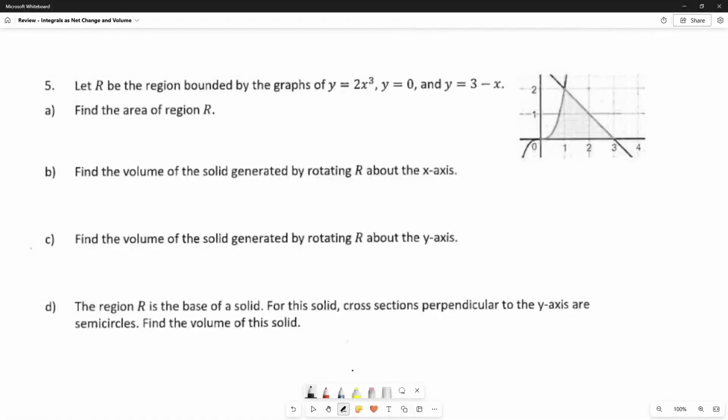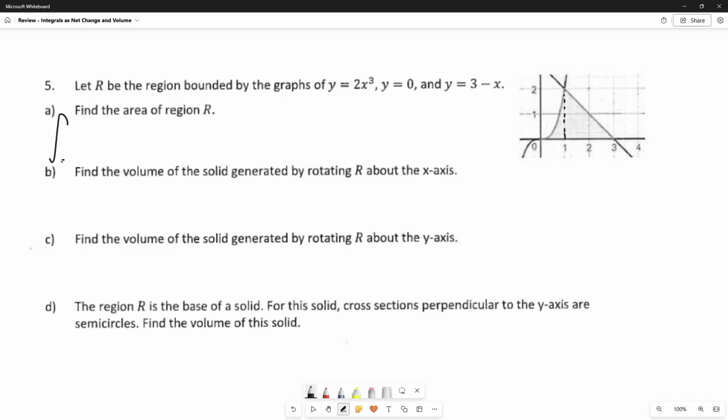For the fifth problem, it's let R be the region bounded by the graphs of y equals 2x cubed, y equals 0, and y equals 3 minus x. So it's just this shaded region right here that they've given us on this picture. We need to find the area of the region. And for this one, we need to separate it into two separate definite integrals. One for when y equals 2x cubed is the one directly above the x-axis, and one for when y equals 3 minus x is the one directly above the x-axis.